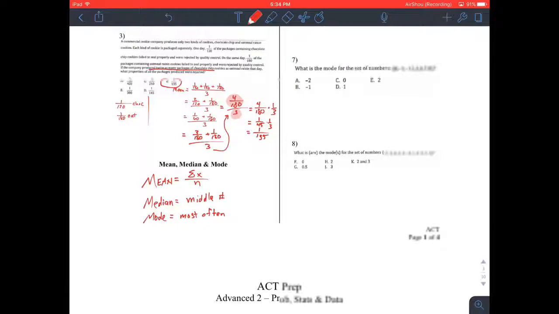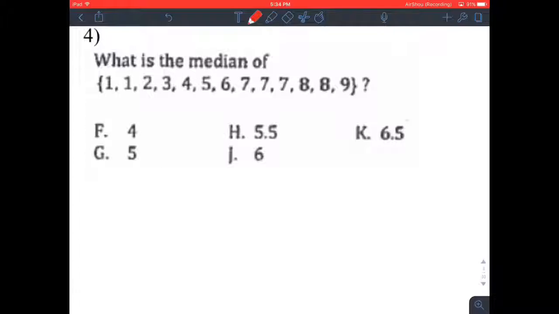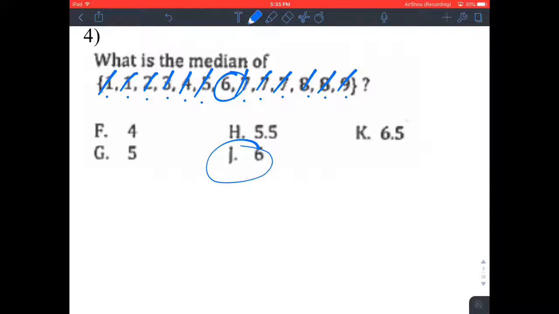With that in mind, let's check out question 4. Well, this is just a straight median. What is the median of these numbers? First, make sure that they're in ascending order, which they are. Then you got to find the middle. And a quick way to find the middle is just to mark off from both ends until you get to the center. And I think I marked those off correctly. 1, 2, 3, 4, 5, 6. 1, 2, 3, 4, 5, 6. So the center number is a 6.